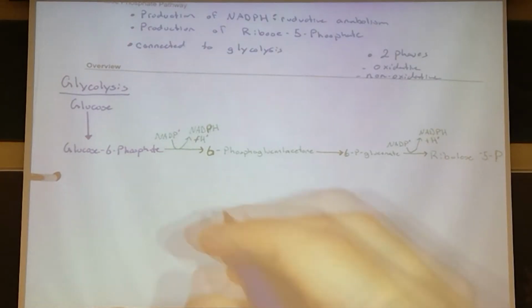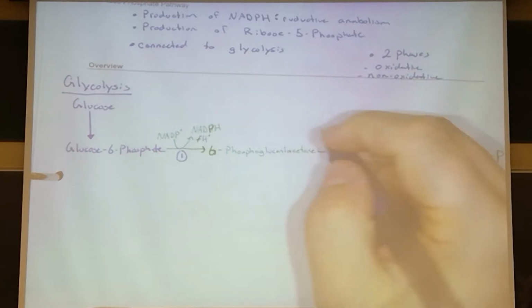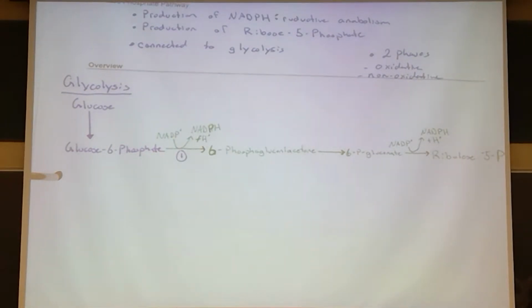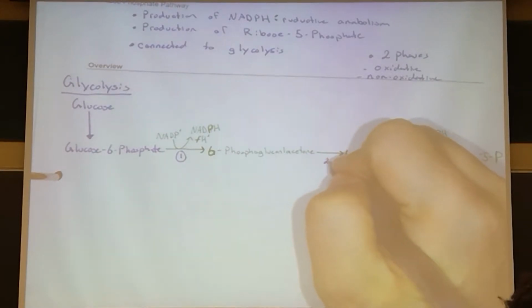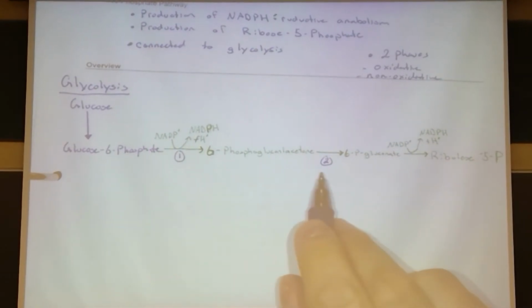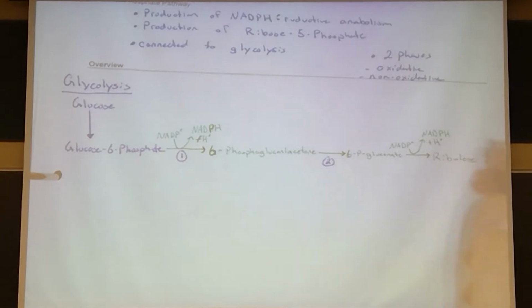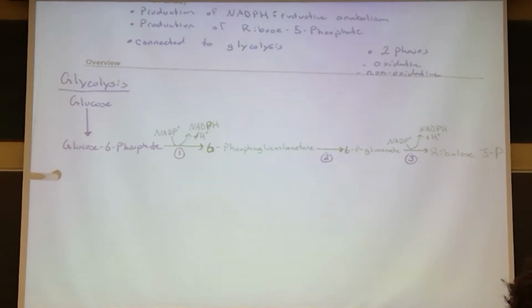And we'll break down these reactions, and you'll notice we're not going to spend nearly as much time on these reactions as we did on previous ones, mainly because most of the reaction mechanisms we talked about are being utilized over and over again. Step 1, an oxidation step. Step 2 is a rearrangement. Step 3, another oxidation step, getting us to ribulose 5-phosphate.